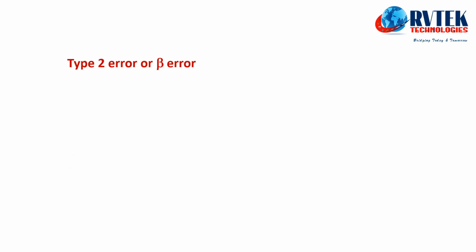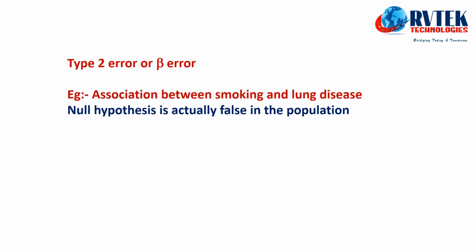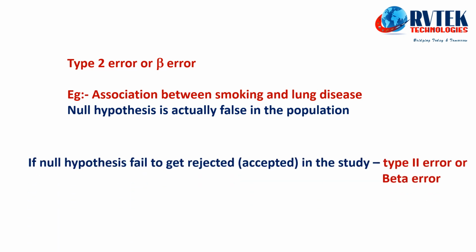Type 2 error, otherwise known as beta error. Okay, look at this example. Association between smoking and lung disease. Null hypothesis is actually false in the population. Why? Because smoking causes lung disease, right? So null hypothesis is actually false in the population.